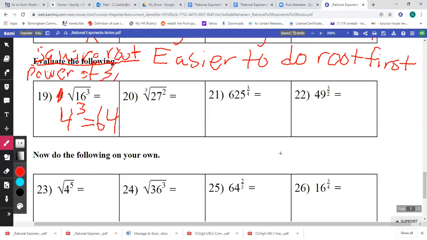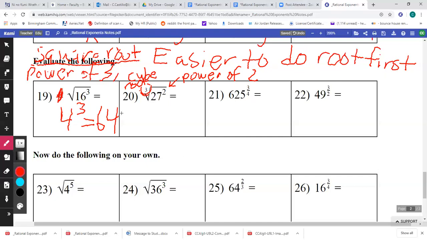Now let's look at 20. So once again, it tells you that there is going to be a cube root and then power of 2, right? So once again, it's always easier to do the root first. So you have to think to yourself, what is the cube root of 27? And remember, think about that in your head. What number multiplied by itself 3 times is 27?